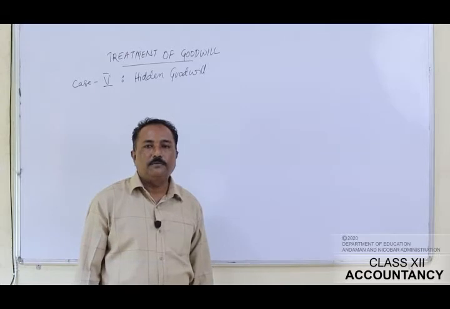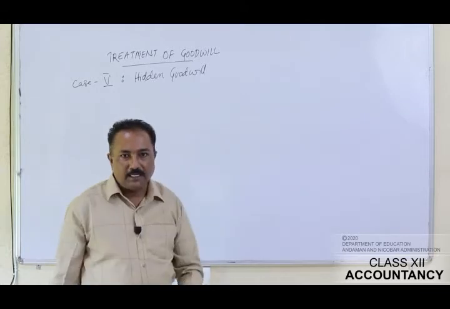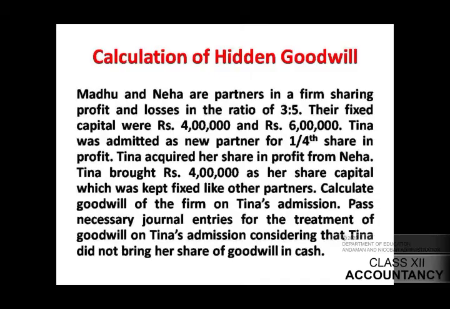Now, students, we will see how to calculate the hidden goodwill. Hidden goodwill is case 5. The question is, Madhu and Neha are partners in a firm sharing profit and losses in the ratio of 3:5. Their fixed capitals were rupees 4 lakh and rupees 6 lakh. Tina was admitted as a new partner for 1/4 share in profit. Tina acquired her share in profit from Neha. Tina brought rupees 4 lakh as her share capital, which was kept fixed like other partners. Calculate goodwill of the firm on Tina's admission.